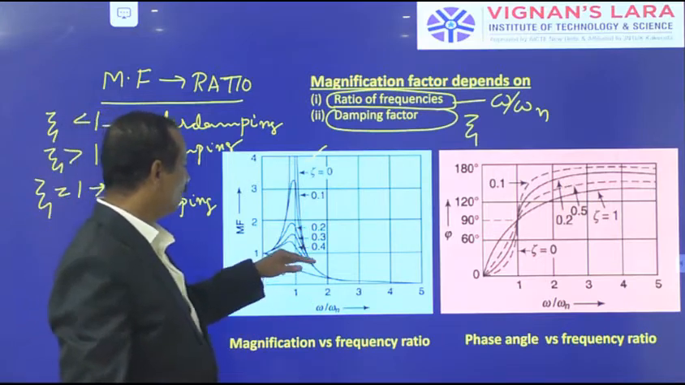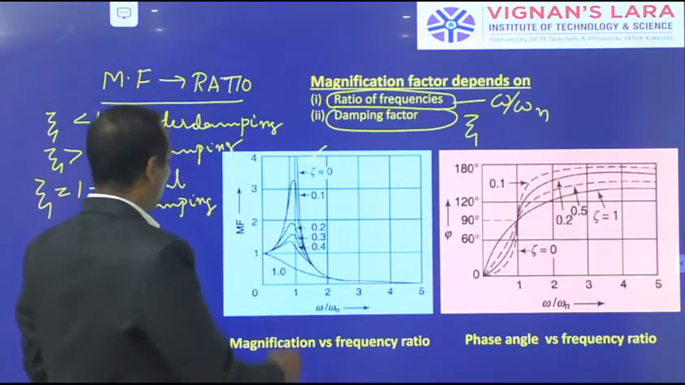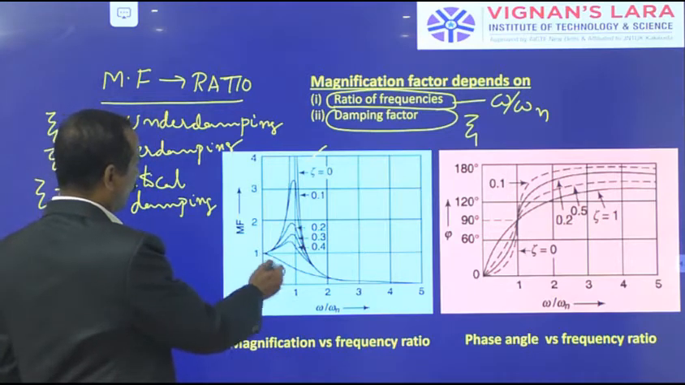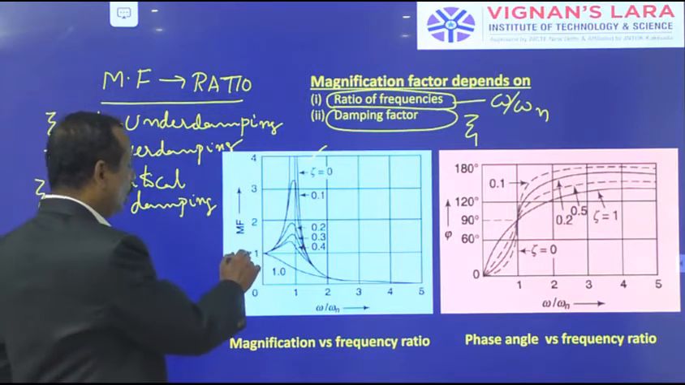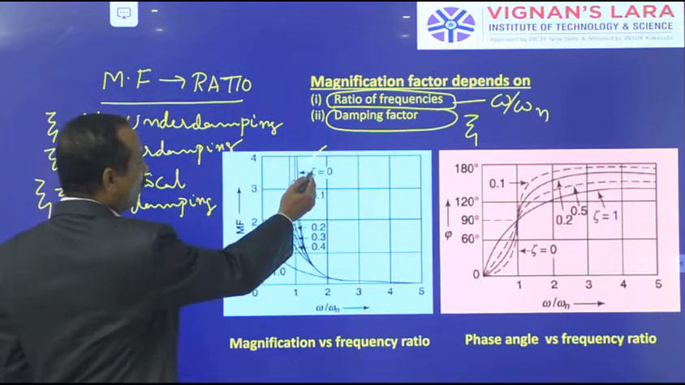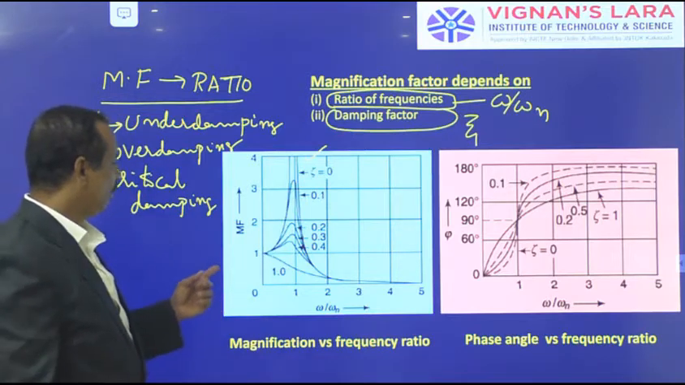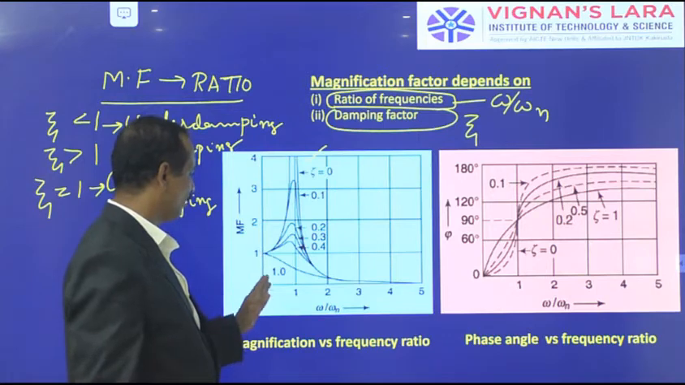That means all of these curves are representing an under damping case. And this is a critical damping, and further you can see the over damping. So let us see the first here for a zeta value of 0. Zeta value of 0 means there is no damping given.